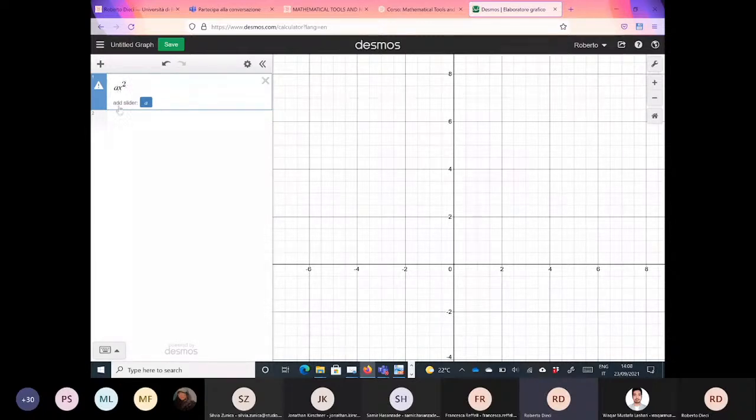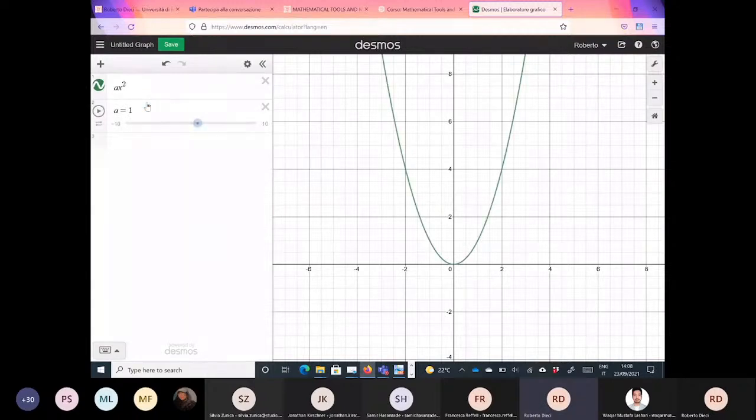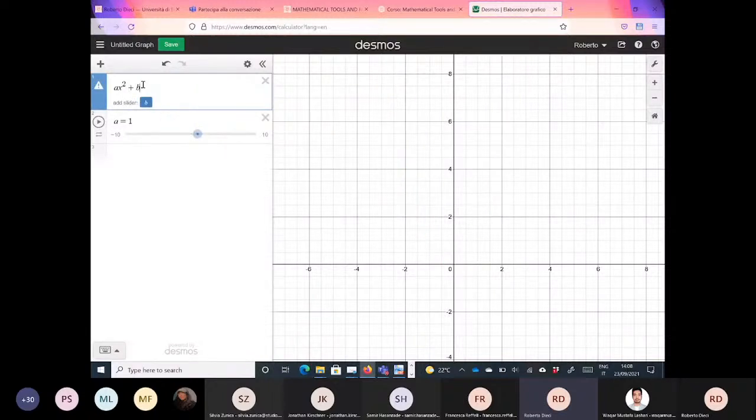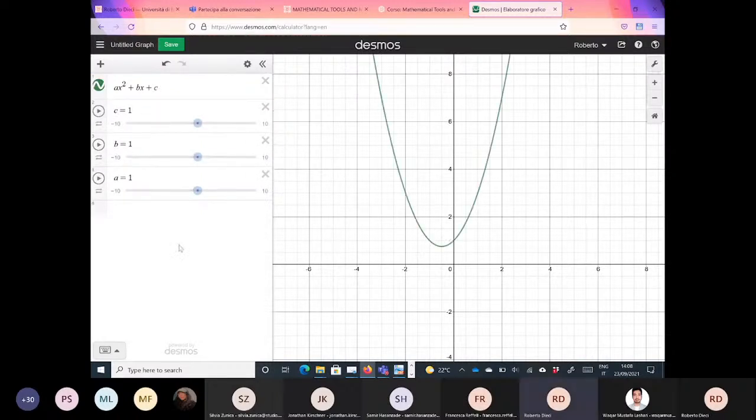So do you want to add a slider? Slider means that I can change the value of this parameter very quickly. So I add the slider. And the basic value is a equal to 1, plus bx plus c. So I must add 2 more sliders. Okay? And now the standard value for all these parameters is 1. So this means that now I'm representing the function y equal to x squared plus x plus 1, which is precisely this one. Let me see if everything corresponds to what we learned earlier.